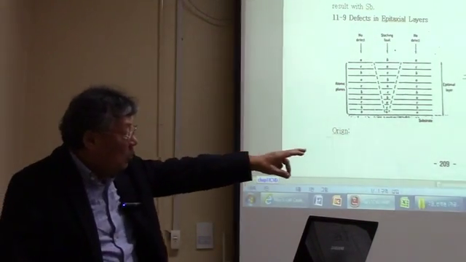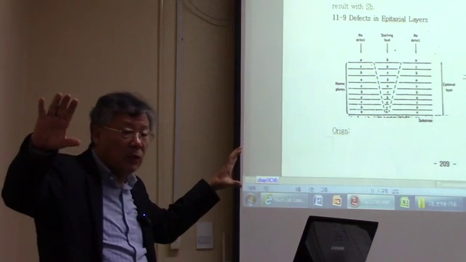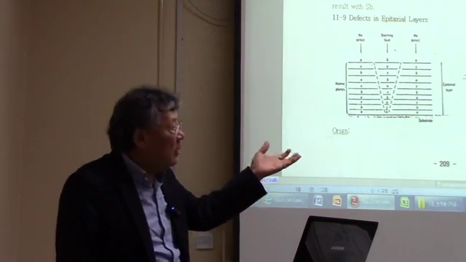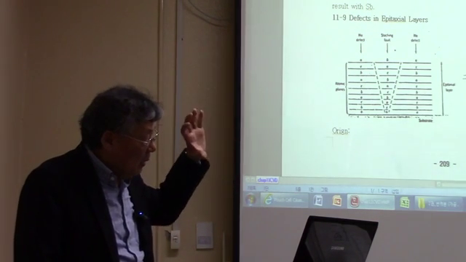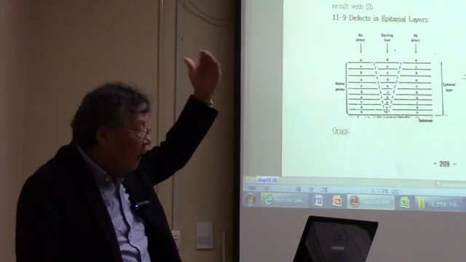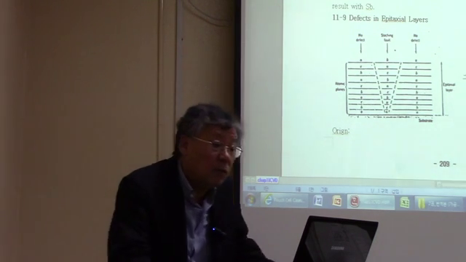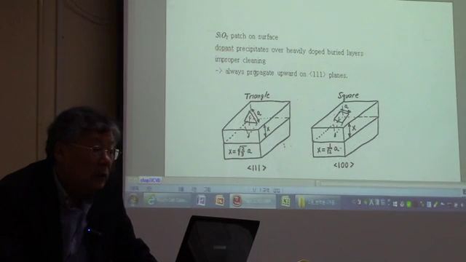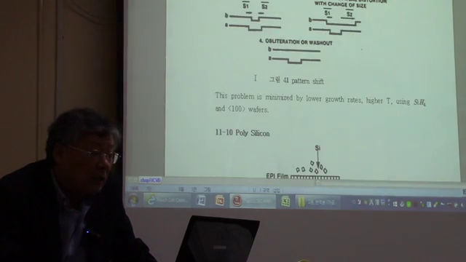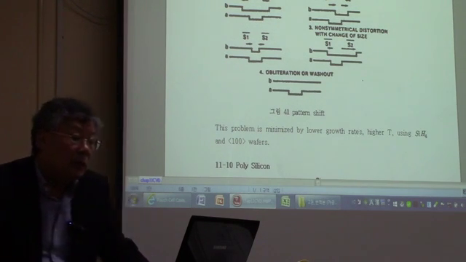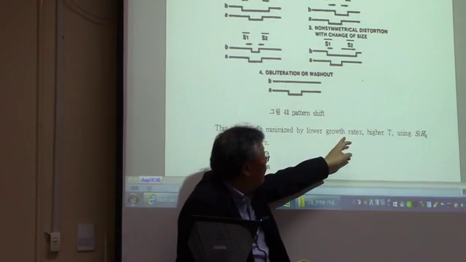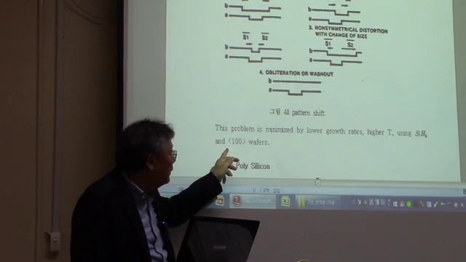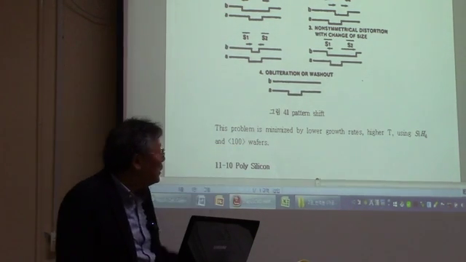Then in HCP, you are going to have partial dislocations to form stacking faults, so that you have FCC structures, and then suddenly you're going to have HCP structures in the middle, and then FCC structures again, and we call that the stacking faults, right? That is very easy to form in the epitaxial layer growth. And how to prevent that? This problem is minimized by lower growth rates, higher temperature, and using silane gas, at 100 wafers.